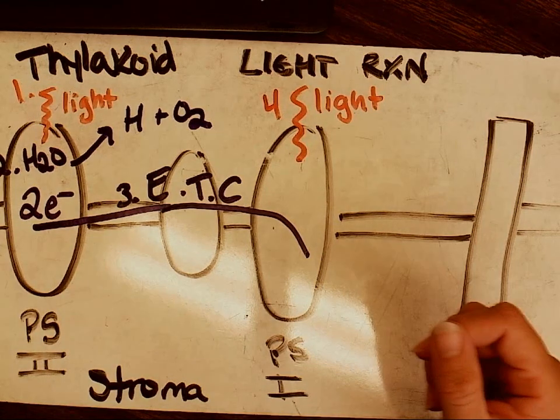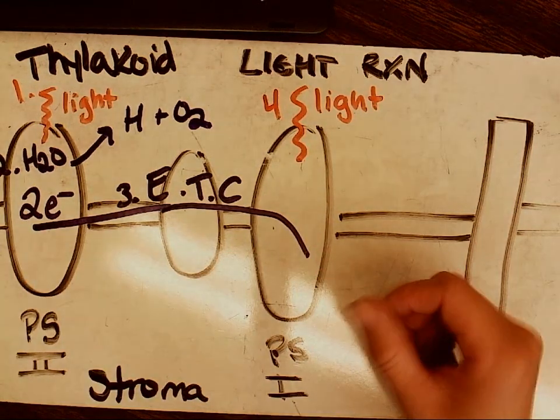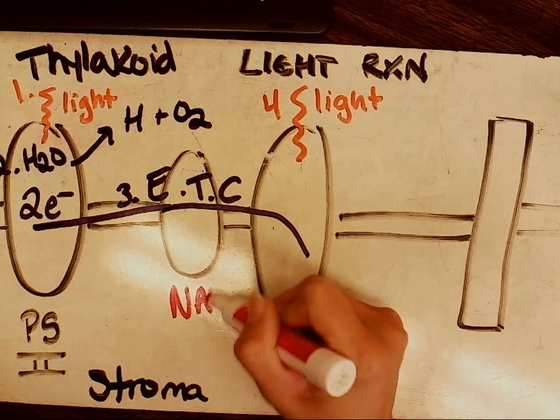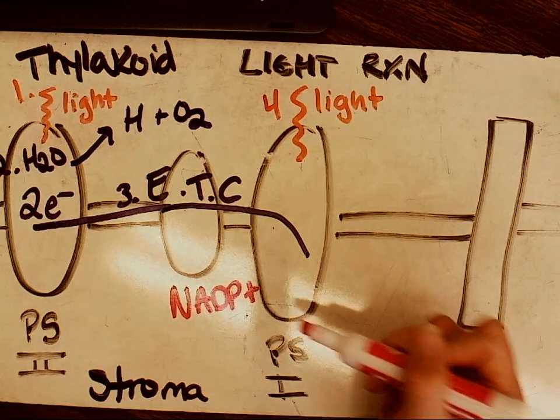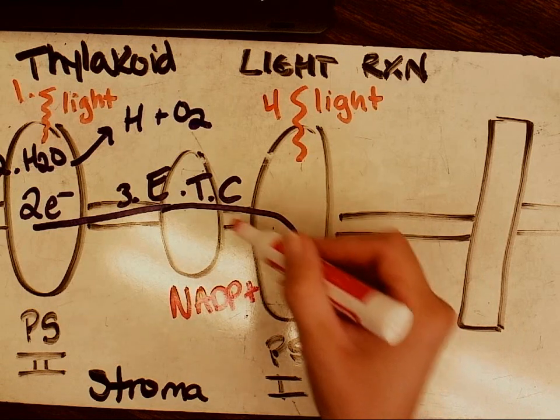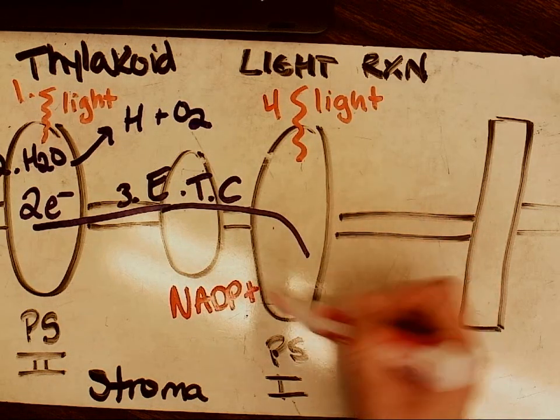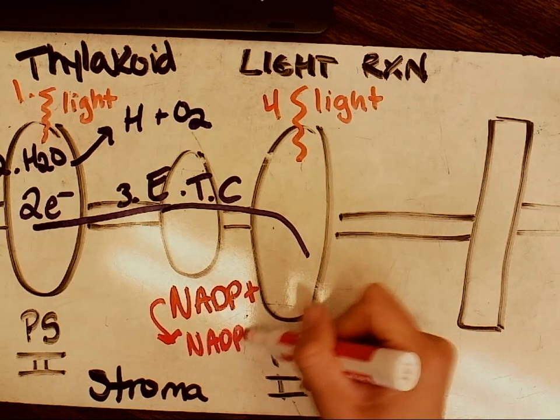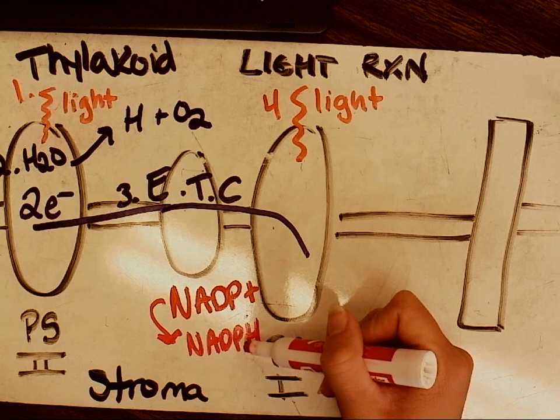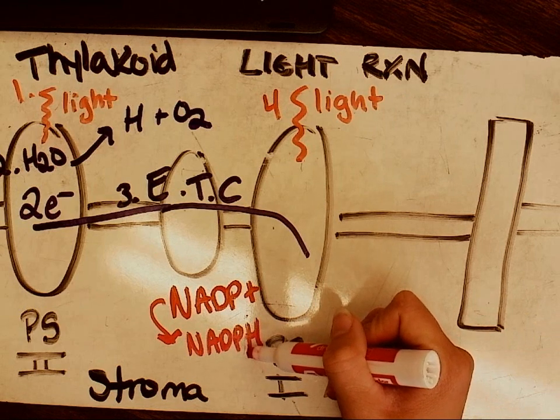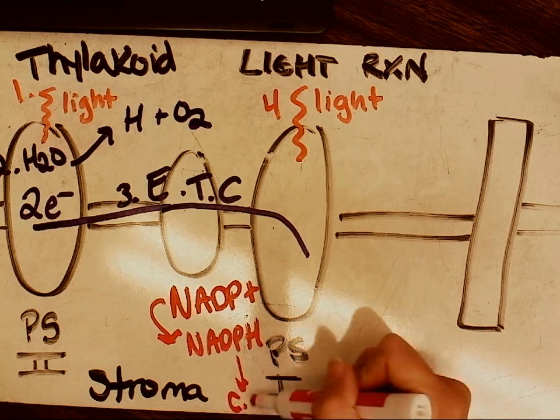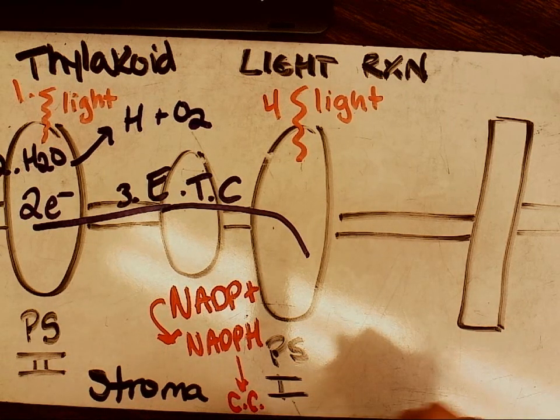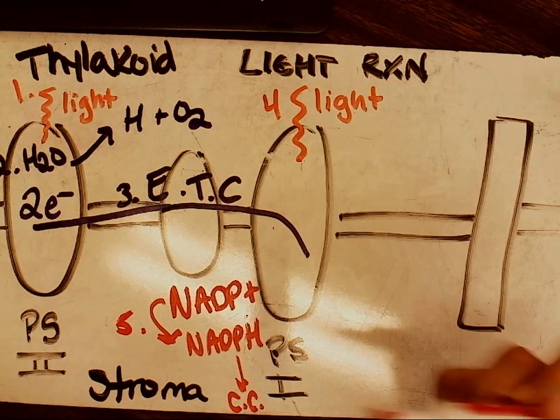These electrons are going to keep moving and be passed on to our bus driver, which we call NADP+. When NADP+ grabs these 2 electrons from photosystem 1, it's going to turn into NADPH. Our bus driver, with these electrons, then leaves and goes to the Calvin cycle. I'm just going to abbreviate it CC here. That would be step 5 for us.